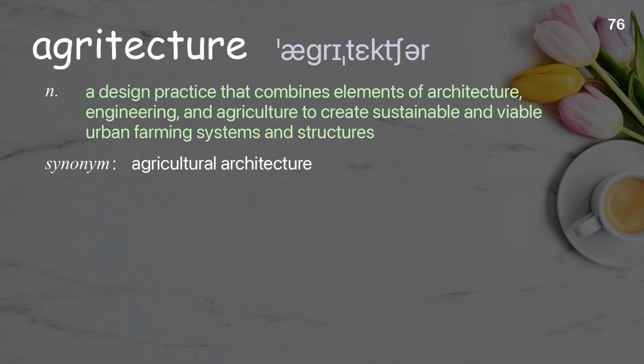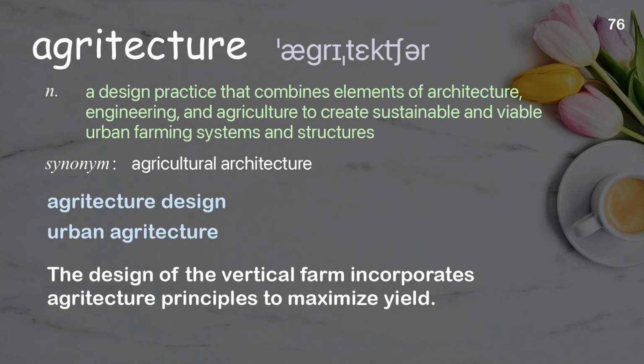Agritecture. A design practice that combines elements of architecture, engineering, and agriculture to create sustainable and viable urban farming systems and structures. Examples: Agritecture design. Urban agritecture. The design of the vertical farm incorporates agritecture principles to maximize yield.